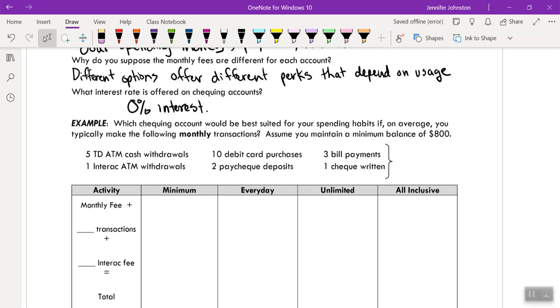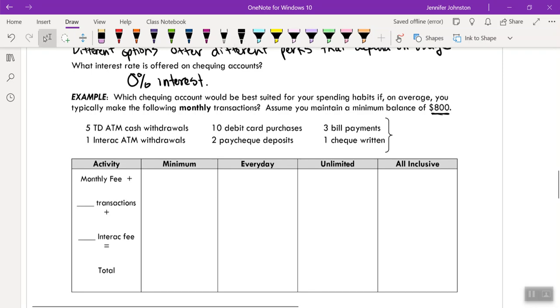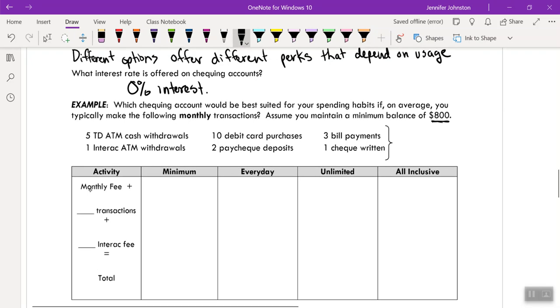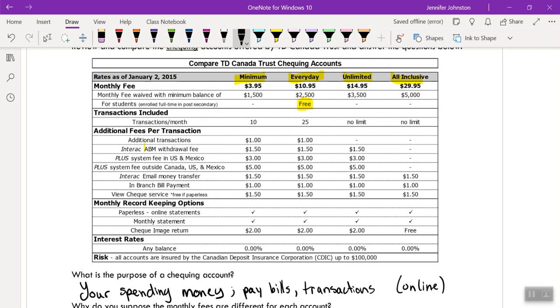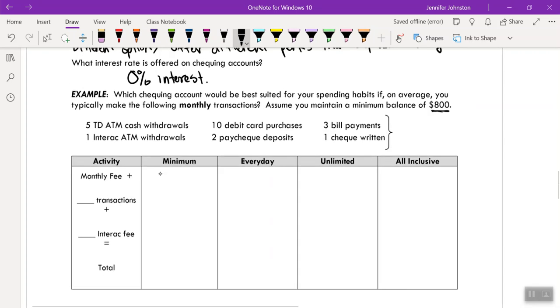All right, so let's pretend we have all these different transactions here. Which checking account would be best suited for your spending habits? On average you typically make around the following monthly transactions, and assume you maintain a minimum balance of around $800. Looking at the minimum, how much is the monthly fee? The minimum has a monthly fee of $3.95.